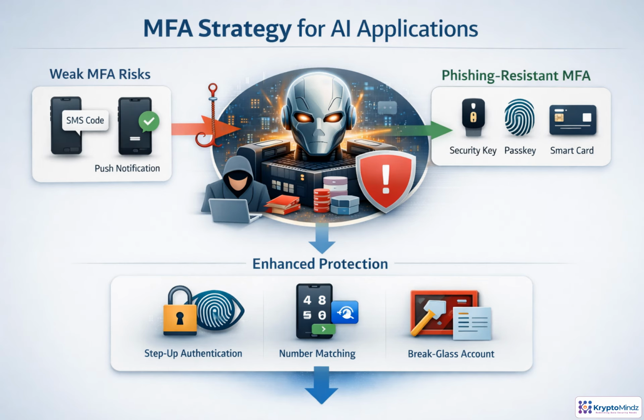Treat MFA as a risk control, not a checkbox. SMS codes and simple push approvals can be phished, intercepted, or abused through fatigue attacks. For AI systems with sensitive data or administrative power, prefer phishing-resistant options like FIDO2 security keys, passkeys, or smart cards. Add step-up authentication for high-impact actions, such as exports or model configuration changes. Use number matching and device binding to reduce accidental approvals. Keep break glass accounts rare, monitored, and tightly protected.